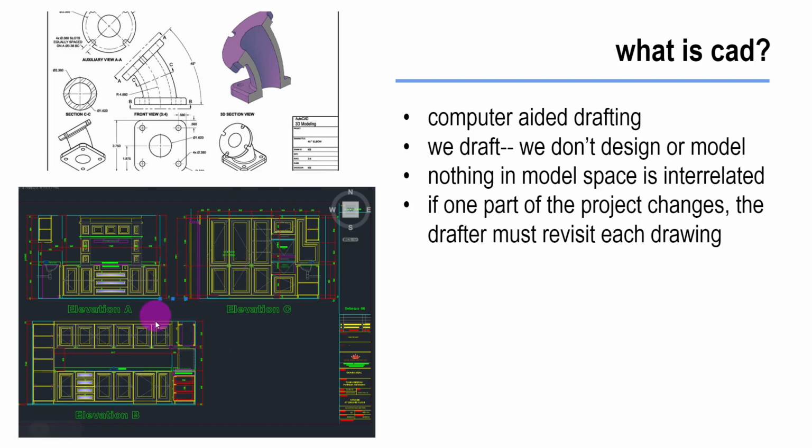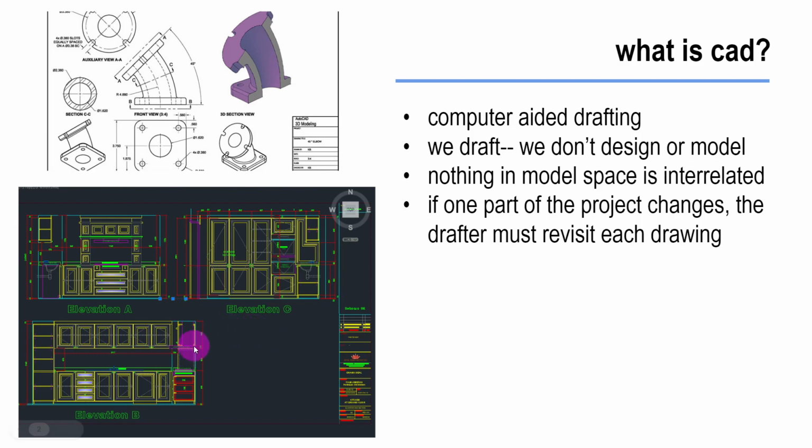So nothing in this model, nothing in this drawing is related to each other. It's only related in terms of you, the designer or the engineer who's put this together in the software. You understand how these 3 drawings would relate, but the software itself doesn't. What also makes that a little bit difficult to work with as a designer is that if one part of the project changes, you, the drafter in AutoCAD, have to go into each drawing and revisit it.